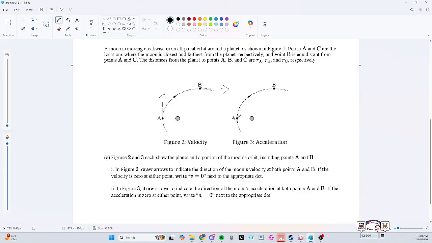Now for A2, in figure 3, draw arrows to indicate the direction of the moon's acceleration. They're both going towards the planet, which allows it to keep in orbit, so that's why it is going towards the planet.